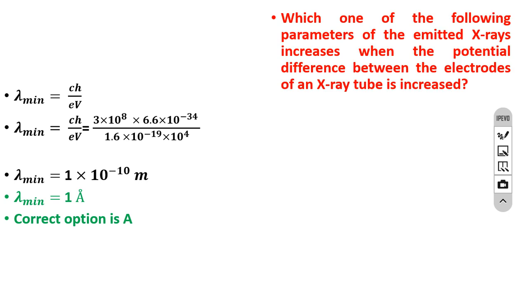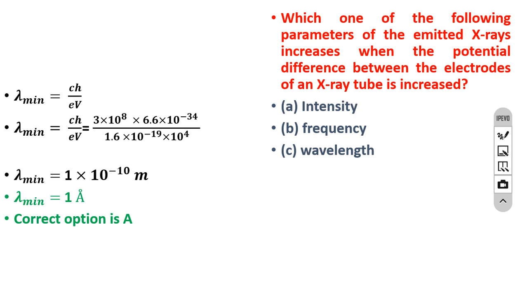Let's look at the second one that says, which one of the following parameters of the emitted X-ray increases when the potential difference between the electrodes of the X-ray tube is increased? The question is asking which parameter will increase when potential difference in the X-ray tube is increasing. And the first option is the intensity. Is it the intensity? Is it the frequency? Is it the wavelength? Or is it the speed?